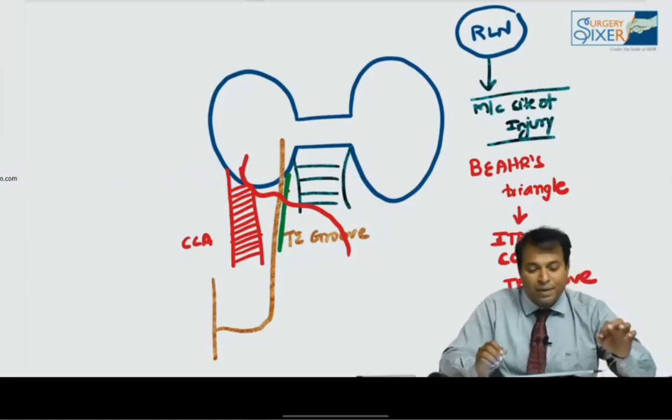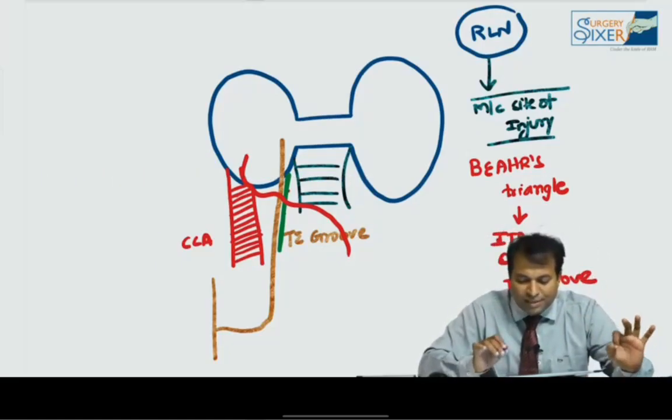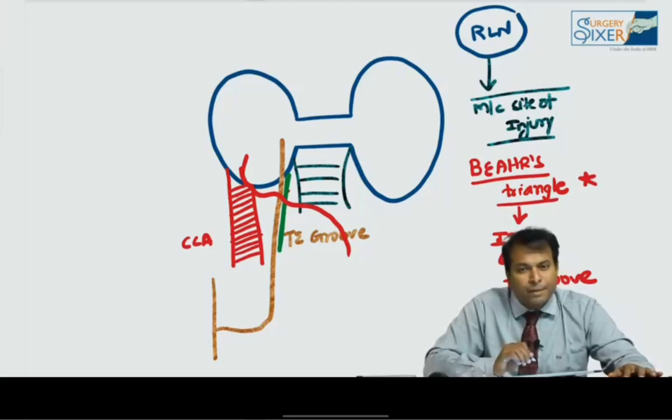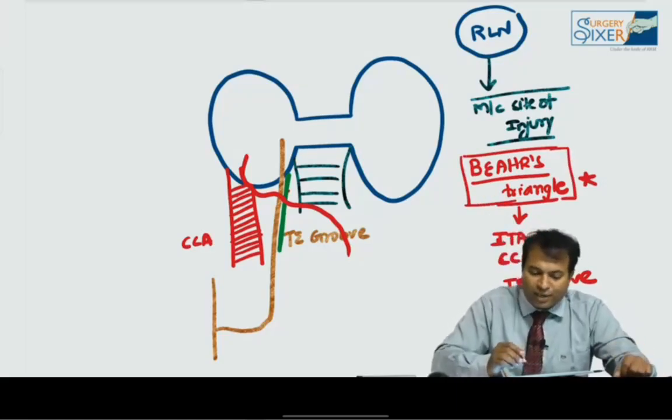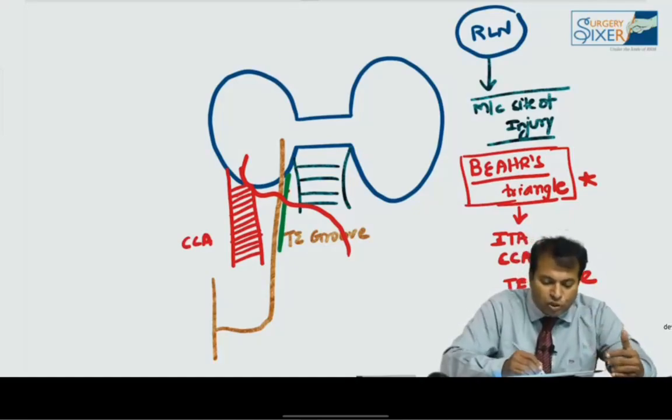In this triangle only, the recurrent laryngeal nerve is at common risk. The common site of injury is in this triangle. Beer's triangle, this is from Bayesian law. Beer's triangle is the place where the recurrent laryngeal nerve can get injured. Please don't forget this.